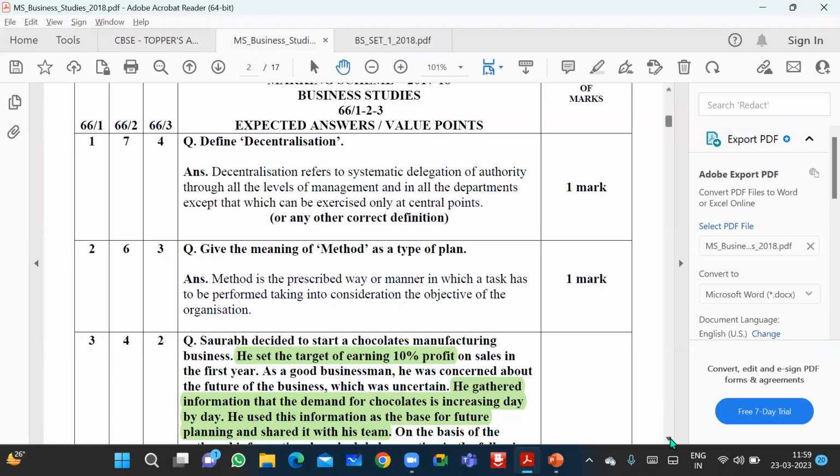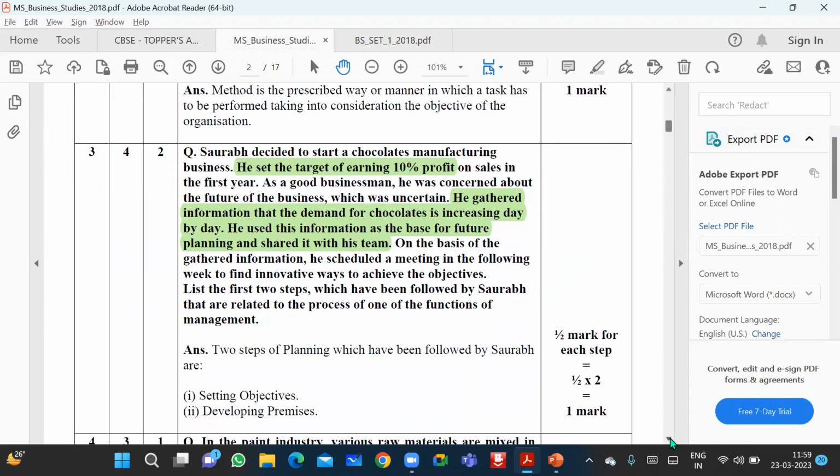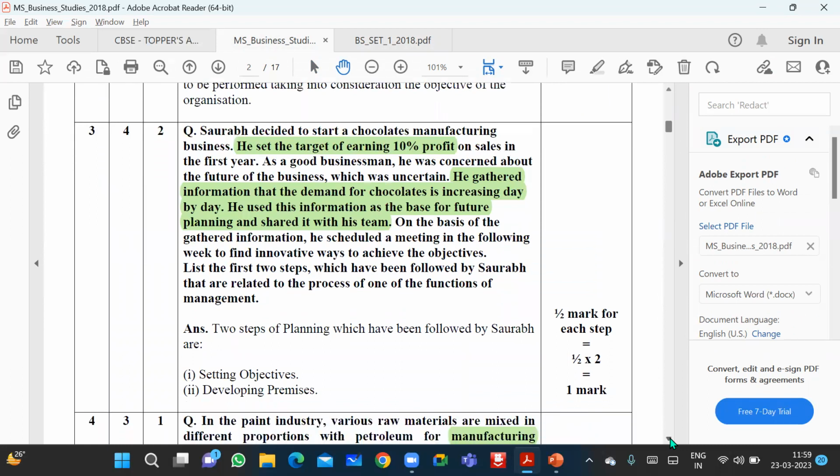Now the third question. Here the question is to list the first 2 steps which have been followed by Saurabh that are related to the process of one of the functions of management. So in this question, the process relates to planning, and under planning, the student is required to write the first 2 steps. So here you have to list the first 2 steps. It means you don't need to explain.